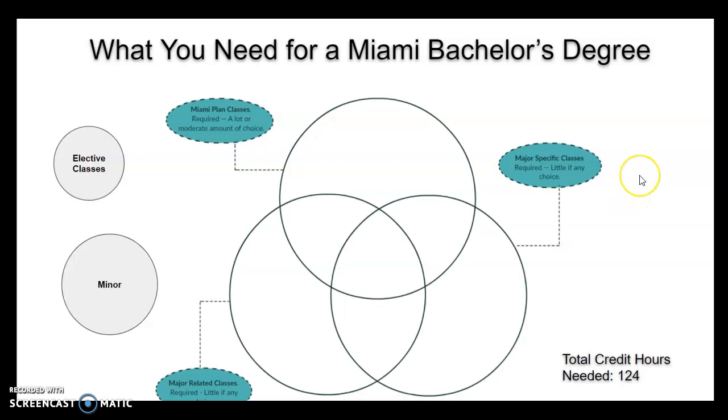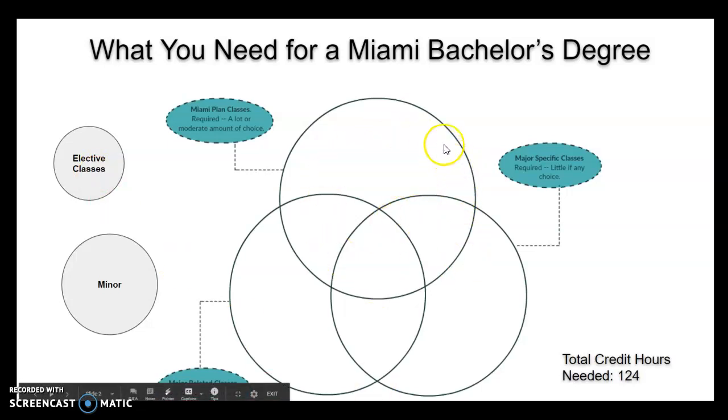All right, so for a Miami Plan bachelor's degree, you need 124 hours total. When you total up every single class you took, it has to be 124 hours. And sometimes that means you have to take elective classes, okay, to get there.